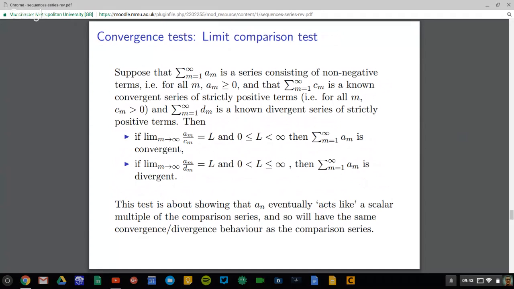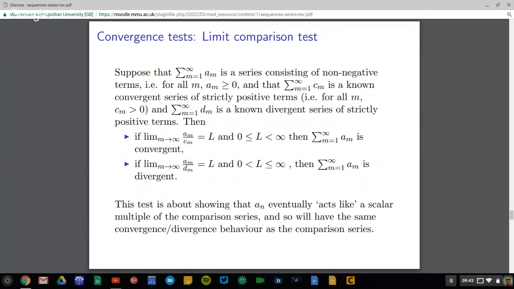There's a slight difference to the way the conclusion works, but basically for the convergent case, if you can show that that ratio has a finite limit, then you'll be able to conclude that your series is convergent. Whereas on the other hand, if you show that the limit of the ratio a_m over d_m is equal to L, and this L is non-zero and possibly infinite, then you'll know that your series is divergent also.